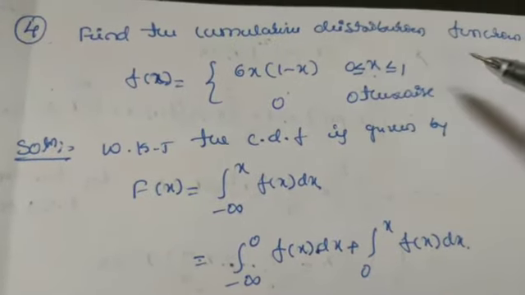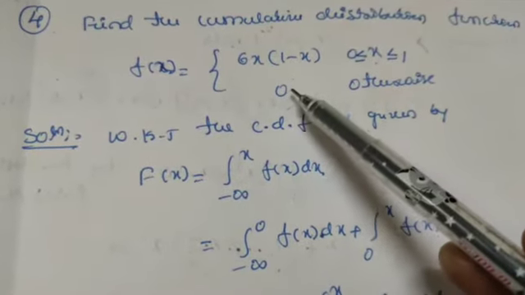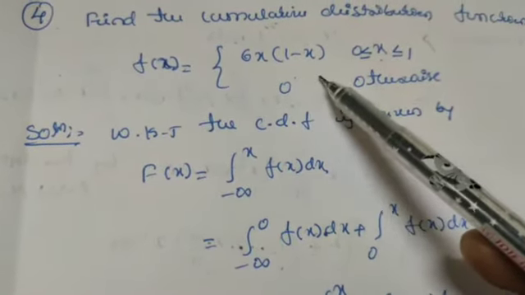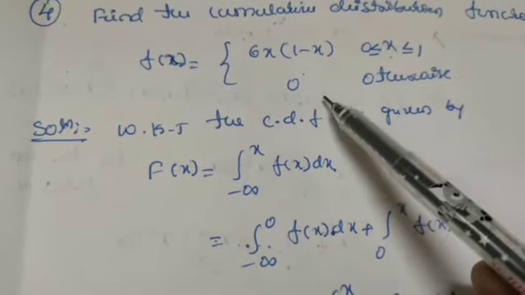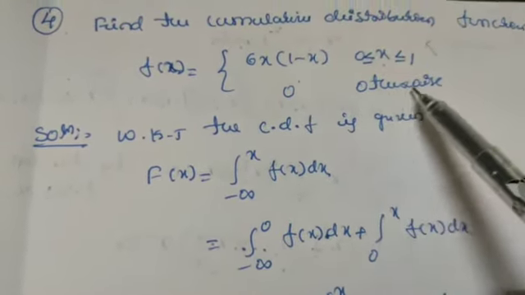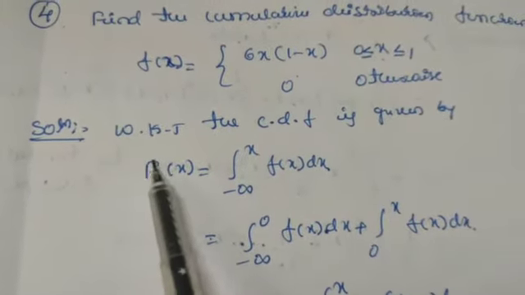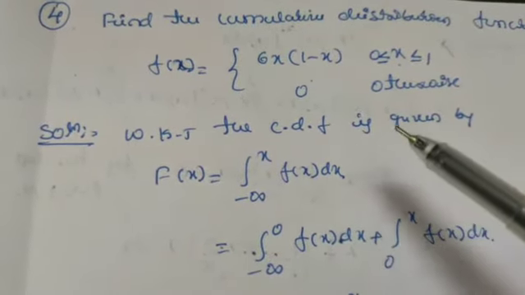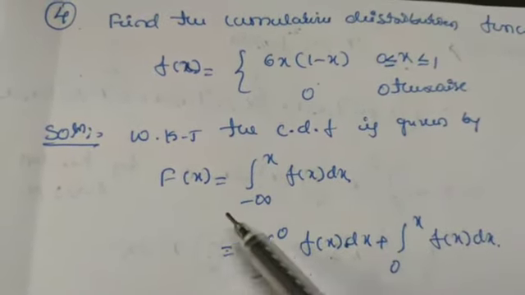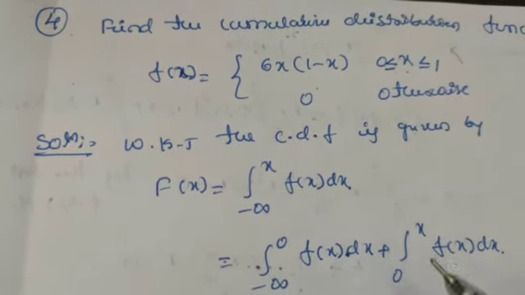Find the cumulative distribution function. f of x is equal to 6x into 1 minus x when x is between 0 and 1, and in all other cases its value is 0. Let us take here. We know that the cumulative distribution function is given by F of x is equal to the integration from minus infinity to x of f of x dx.